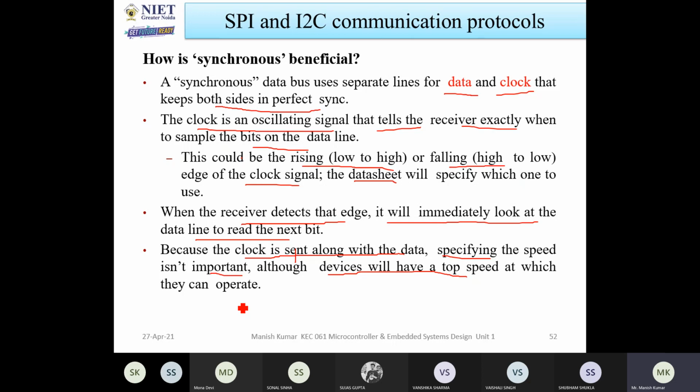I already talked about the data lines and clock lines being perfectly synchronized. So what is the meaning of perfect synchronization? Perfect synchronization tells us that there is no difference between the clock speed and data speed. Correct? So in this synchronous communication protocol, the speed will not matter. Whatever speed the system has, with the help of that speed, you can transfer the data easily.